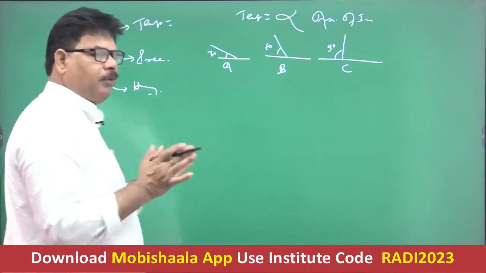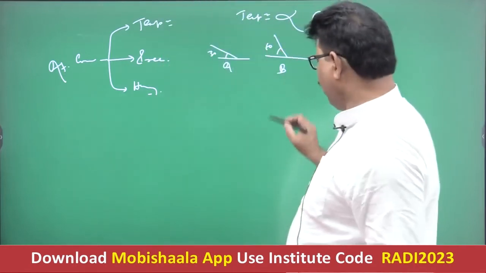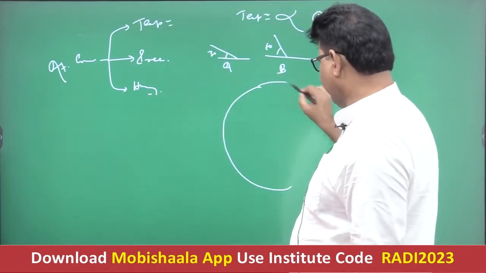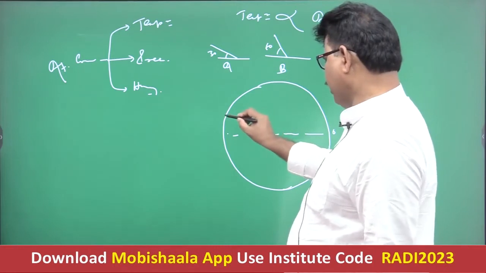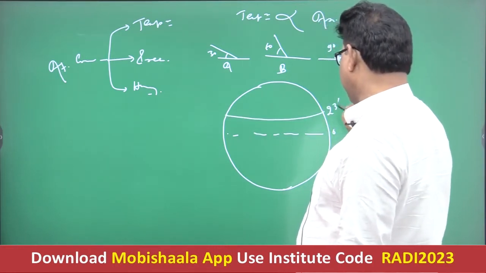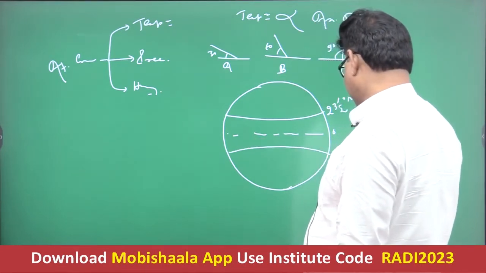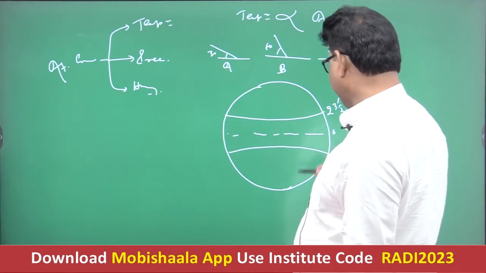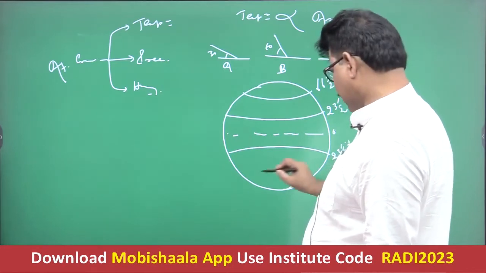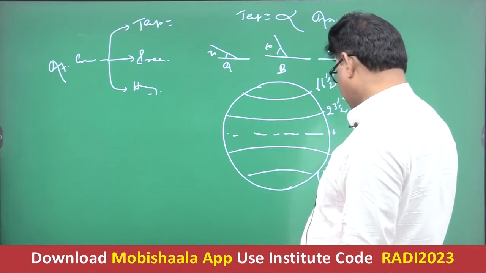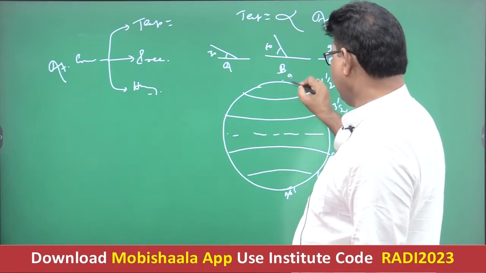Actually, the angle of insolation ranges between 0 and 90 degrees. Suppose this is our surface, this is the equator, 0 degree latitude, this is 23.5 degrees north, this is 23.5 degrees south, this is 66.5 degrees north, this is 66.5 degrees south, this is 90 degrees south, and this is 90 degrees north.